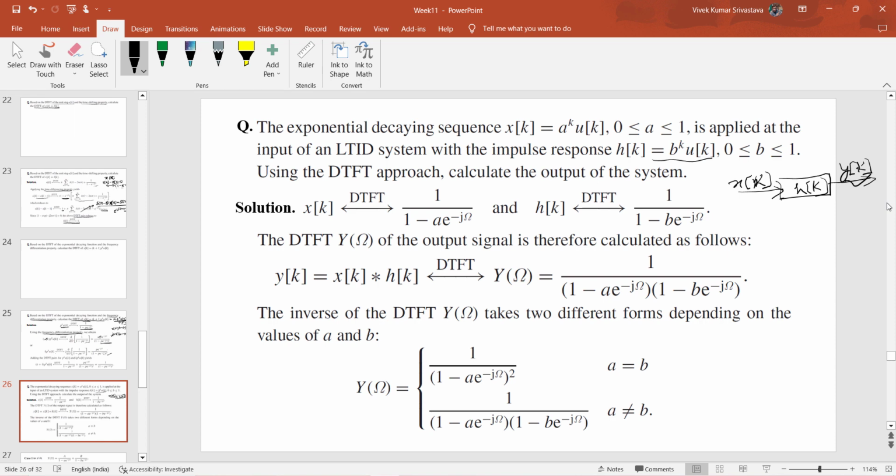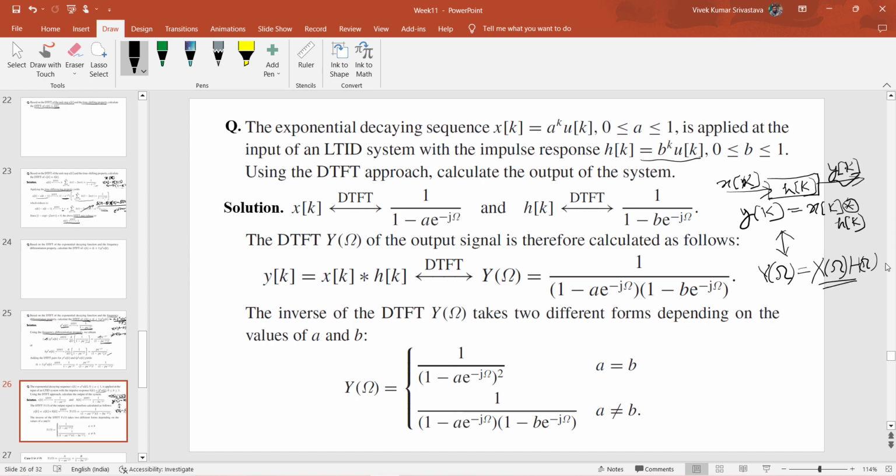The convolution approach states that in the time domain, if you want to evaluate the output or response of the system, this response is defined as the convolution of the input applied to the system and the impulse response of the system. But if you analyze the system in the frequency domain, then y of omega is a multiplication of x of omega and h of omega. This is a property of the discrete time Fourier transform, so we will use this property.